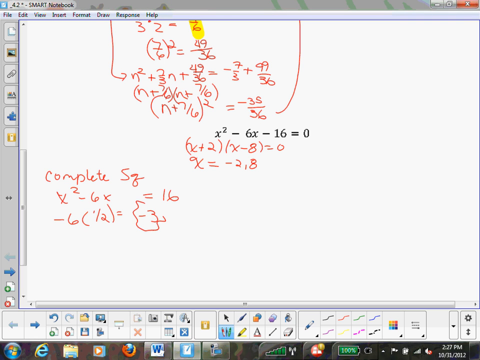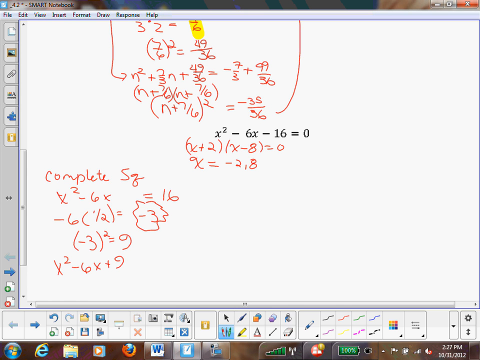I want to cloud it because I'm going to come back to it. And then what do I do? And remember, this value is always positive. Okay. What do I do with the 9? Add it to both sides. So now I have x squared minus 6x plus 9 equals 16 plus 9.